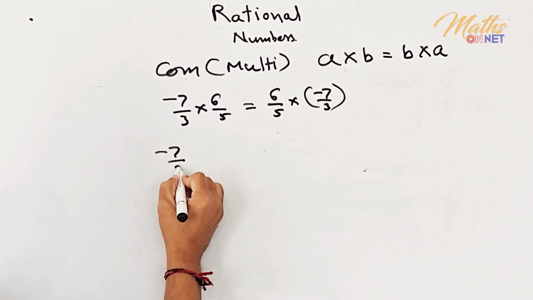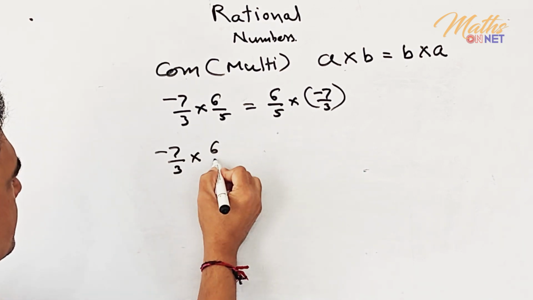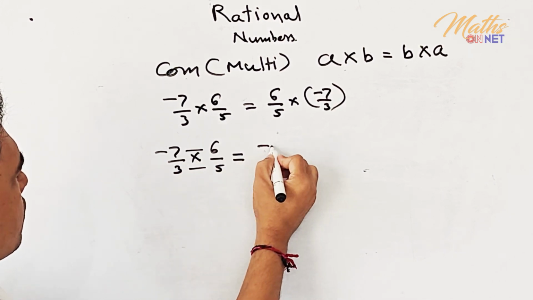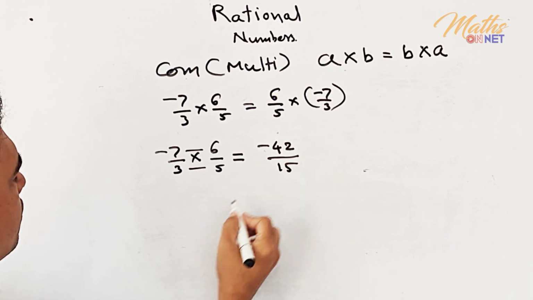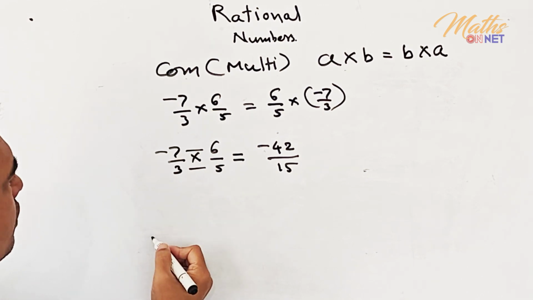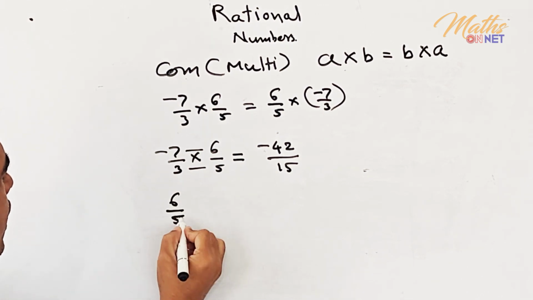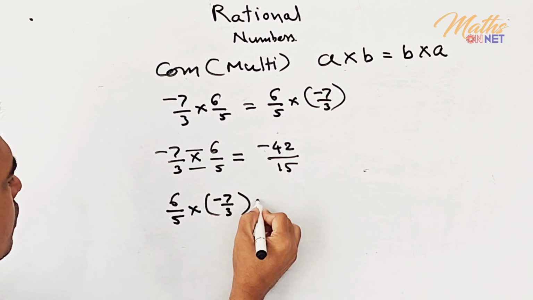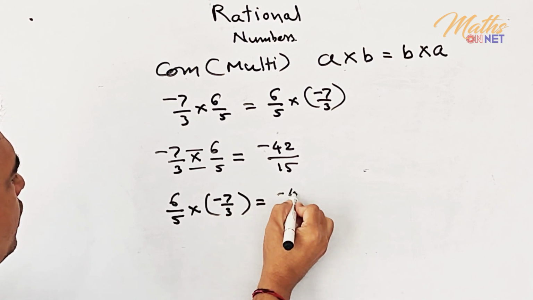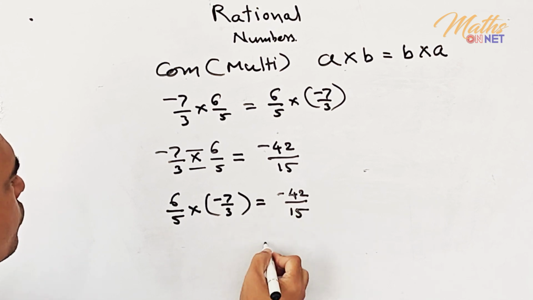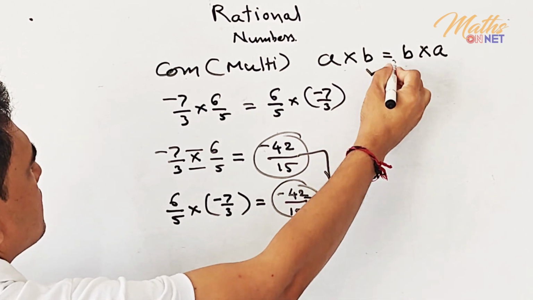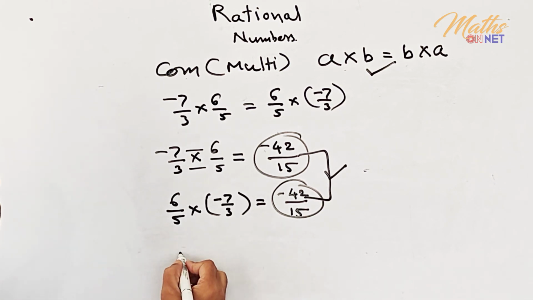So minus 7 divided by 3 multiplied by 6 divided by 5 is equal to multiplication of this 2 and this 2. Minus 42 divided by 15. So this is the answer for this. And now we'll try to see 6 upon 5 multiplied by minus 7 upon 3. So that gives me minus 42 divided by 15. So you see both the responses are same. So that means this stands true. So that means multiplication is commutative in case of rational number.